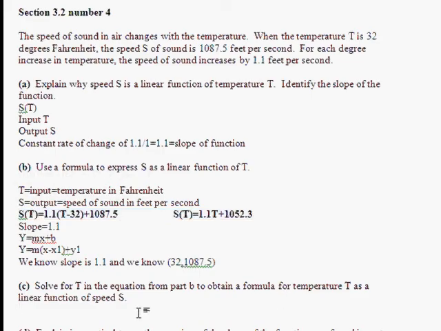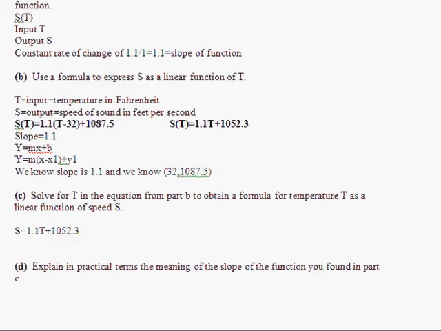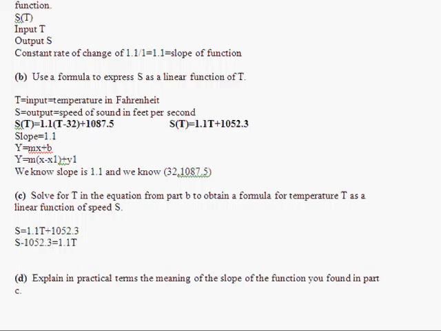In part C, we're asked to solve this equation for t to obtain a formula for temperature. So we know that s is 1.1 t plus 1052.3. I want to solve this equation for t, so I subtract 1052.3 on both sides. And then I divide both sides by 1.1.